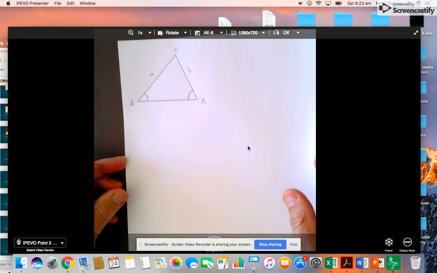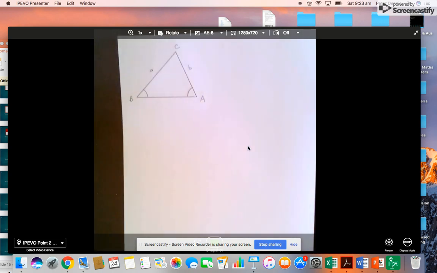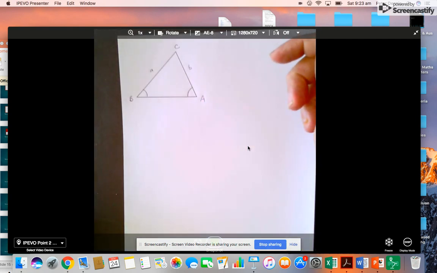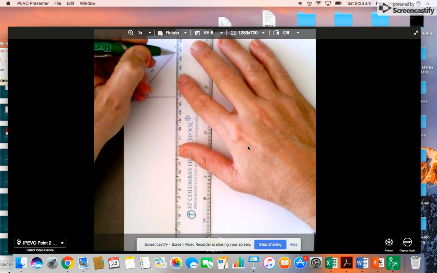Okay, so what this one's going to be is the sine rule. And again, we're going to go through the proof. And the way I like to do the proofs, they're all pretty much the same. Our first step, remember, we're aiming for A over sine A equals B over sine B. Our first step is to draw in the height.